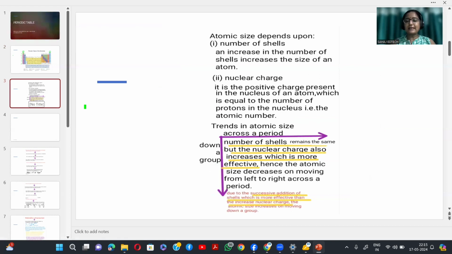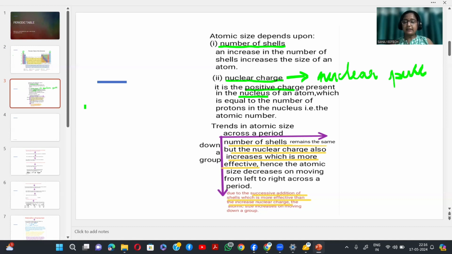Now, atomic size depends upon the number of shells. An increase in the number of shells, of course, will increase the size of an atom. And it also depends upon the nuclear charge. So, what is it? It is the positive charge of the nucleus due to the presence of protons. Okay, and what does the positive charge do? It exerts a nuclear pull on the outermost electrons. Okay, what is it called? It is called as nuclear pull.